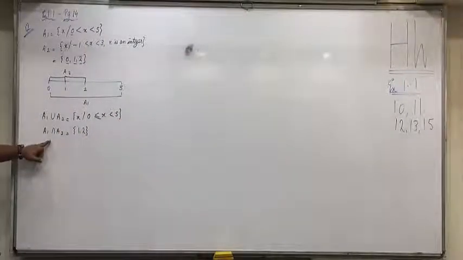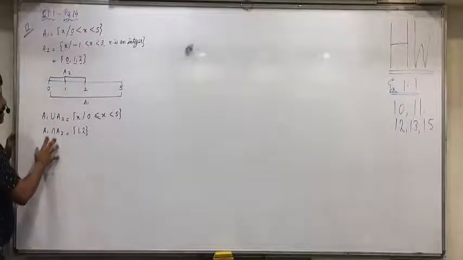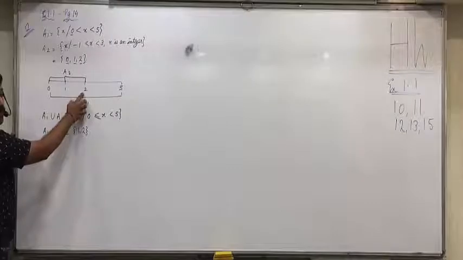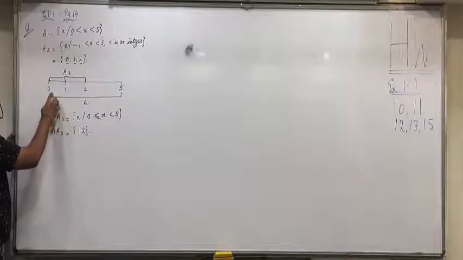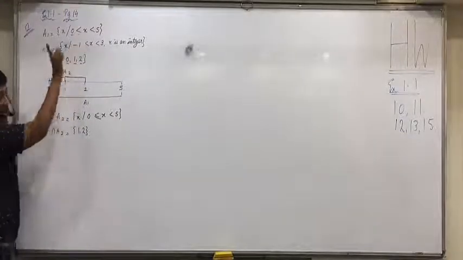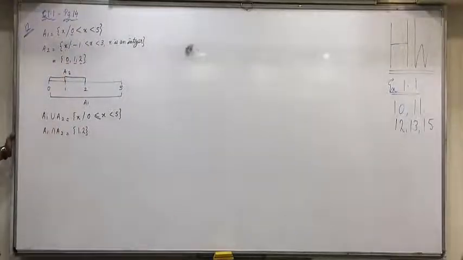And when will you include any number in intersection? When it is there in both. Okay. So which are the numbers in both? 1 and 2. 0 is not there in both, because in A1 0 is not included. So common in A1 and A2 are only two numbers, 1 and 2.